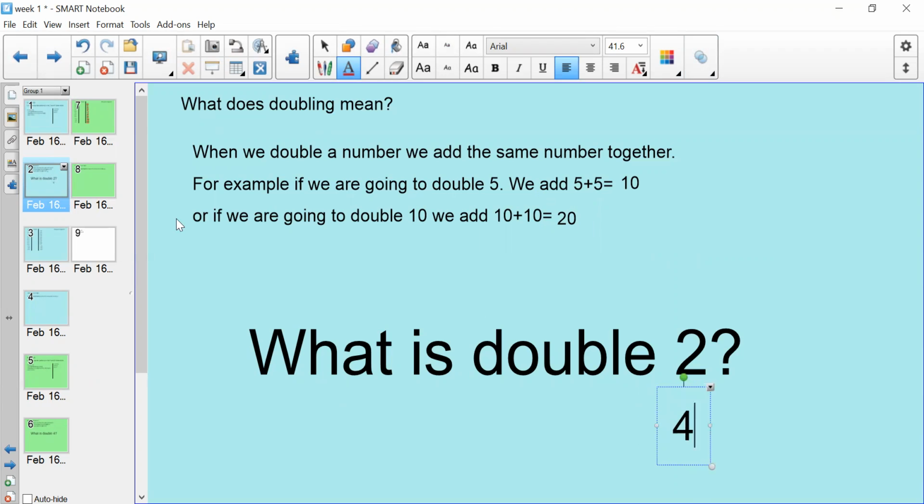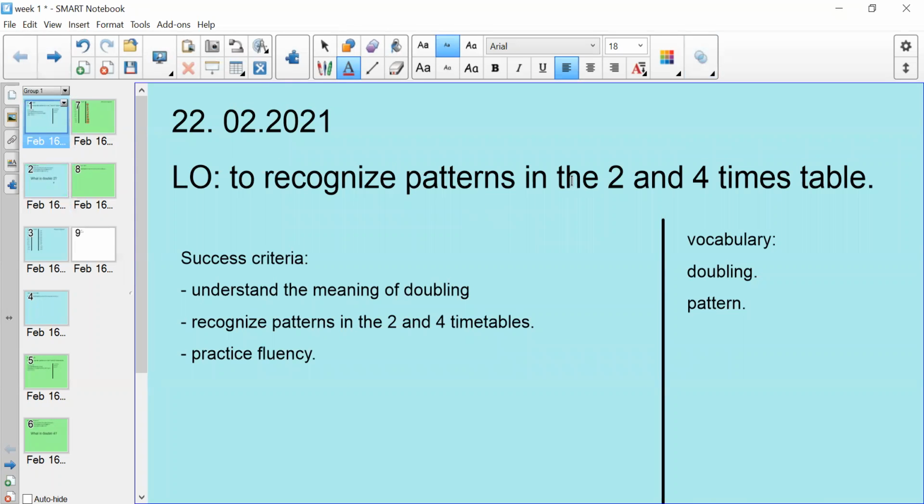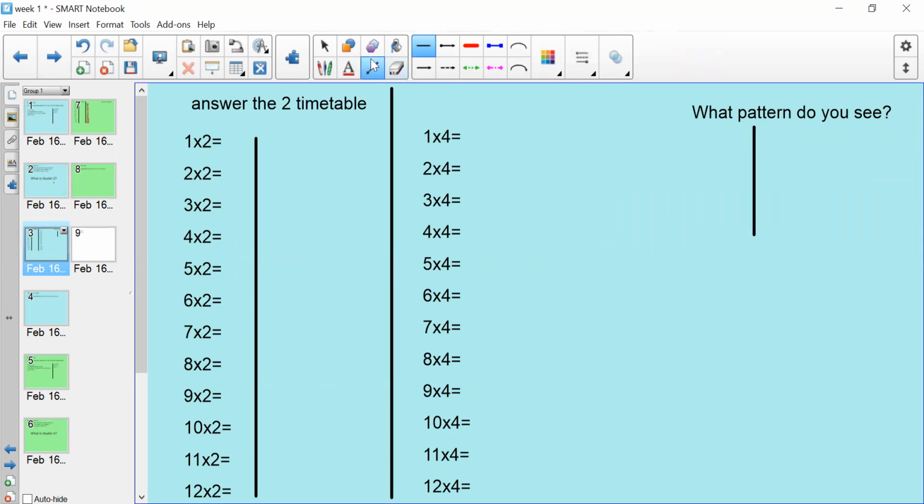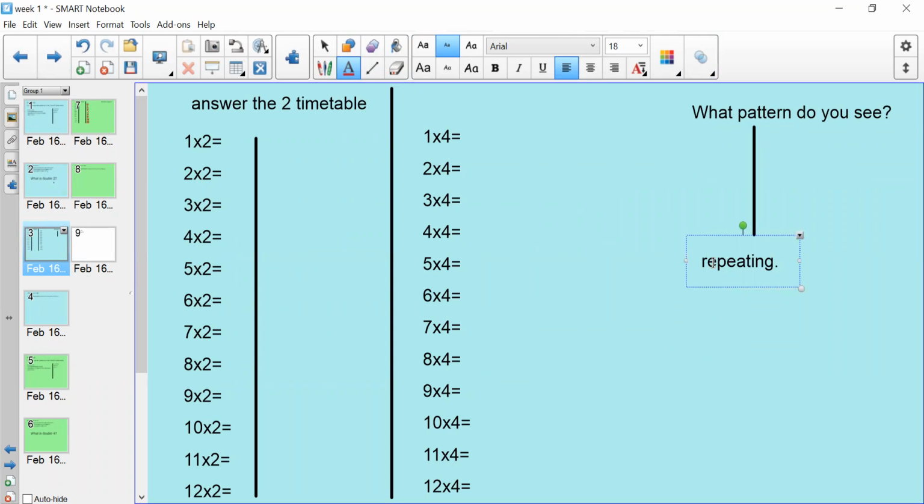Okay, so this links us back to our learning objective, which is to recognize patterns in the 2 and 4 times table. So let's have a look at the 2 times table and the 4 times table. I'd like you to pause the video and get a pen and paper and write down the 2 times table and their answers, and then write down the 4 times table and their answers. Then have a look and see what patterns you might see. What pattern means is something that repeats itself. So what is repeating when you look at the 2 and the 4 times table? Pause the video and do your 2 and 4 times table.